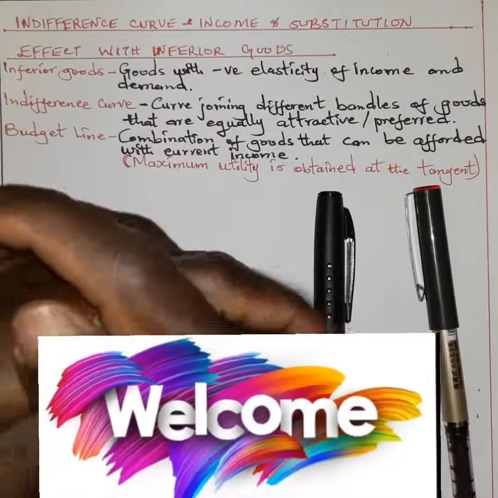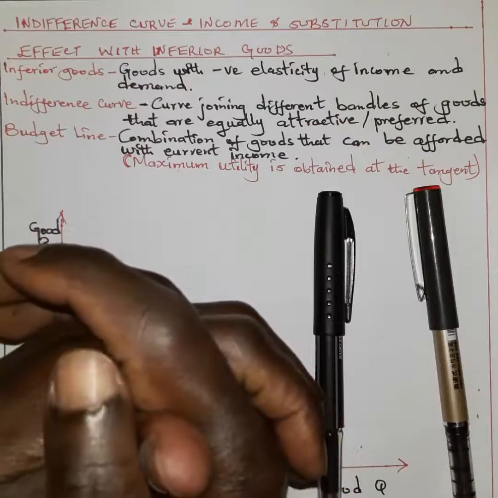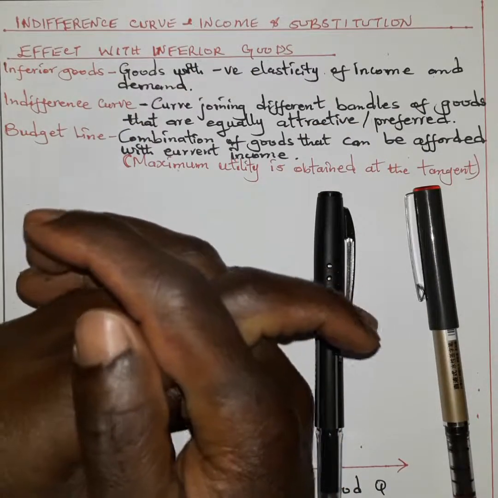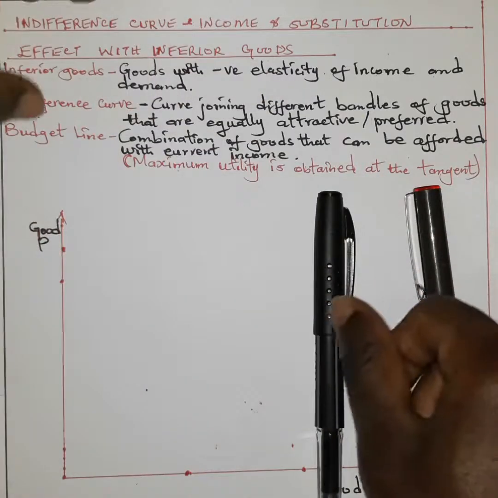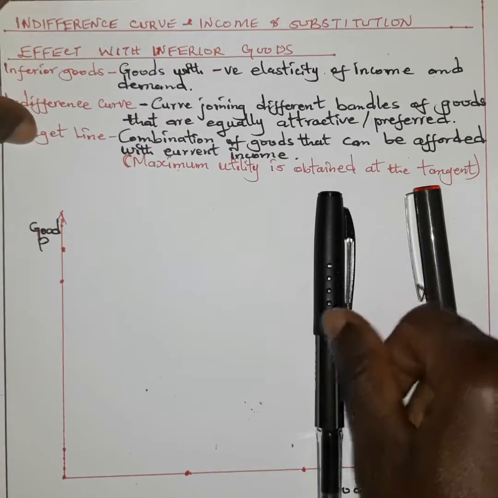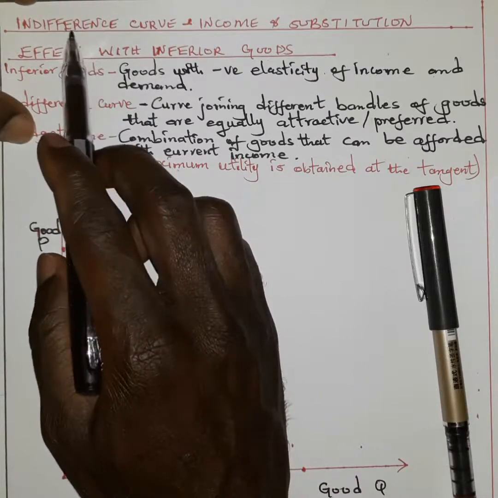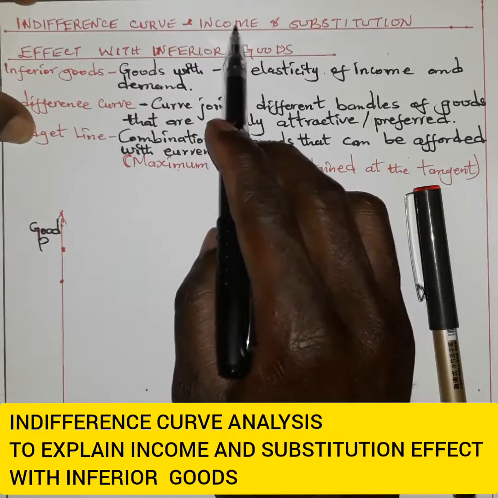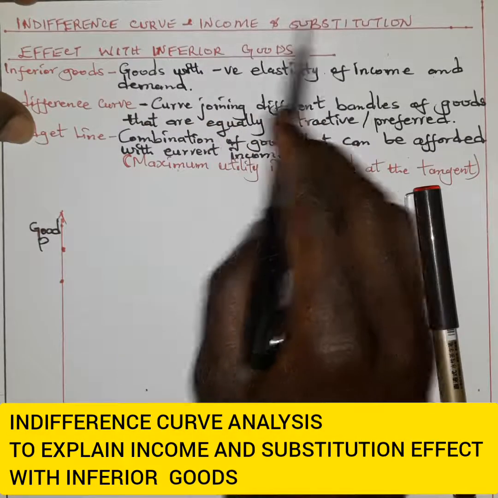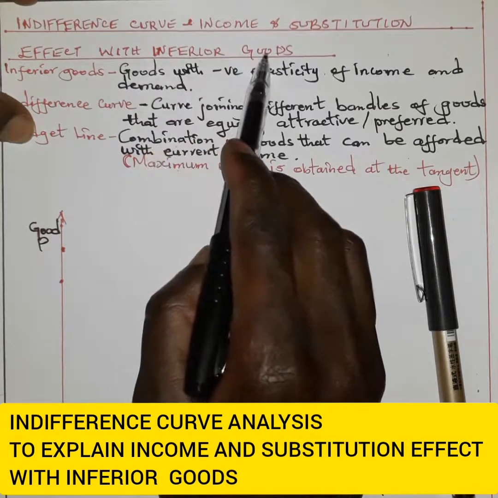Welcome everyone, and I hope you get ready for us to do a little bit of economics. Today's topic, we are going to concentrate on consumer consumption. But to be more specific, we are going to study the indifference curve analysis as used in explaining what an income and substitution effect is, with reference to an inferior good.